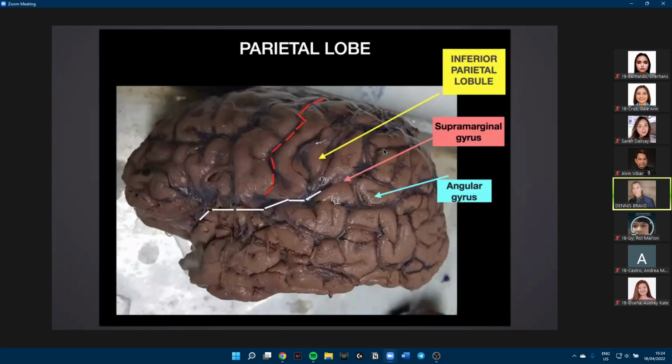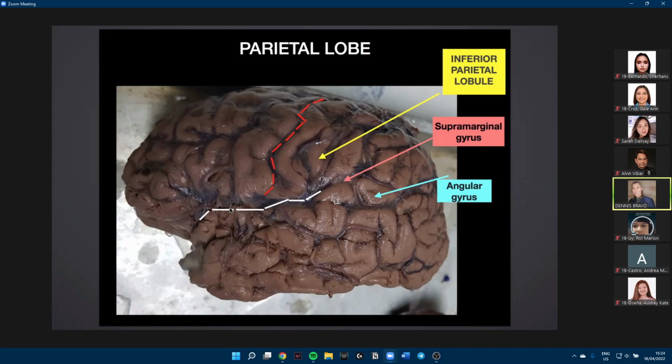This is another view that shows you the lateral view of the left hemisphere with emphasis on the structures that can be seen on the parietal lobe. Our landmark, as always, would be the central sulcus of Rolando. And of course, this is the lateral Sylvian fissure. And this is the post-central gyrus, post-central sulcus. And of course, what you're seeing here is the inferior parietal lobe.